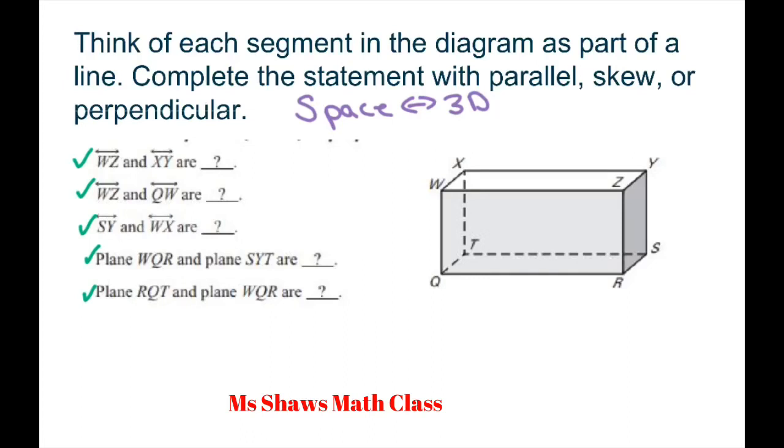We have line WZ with XY. Those lines are parallel. So I'll just call this 1, 2, and 3. So parallel is going to be 1. Okay, we have WZ with QW. That's perpendicular, that's 3.